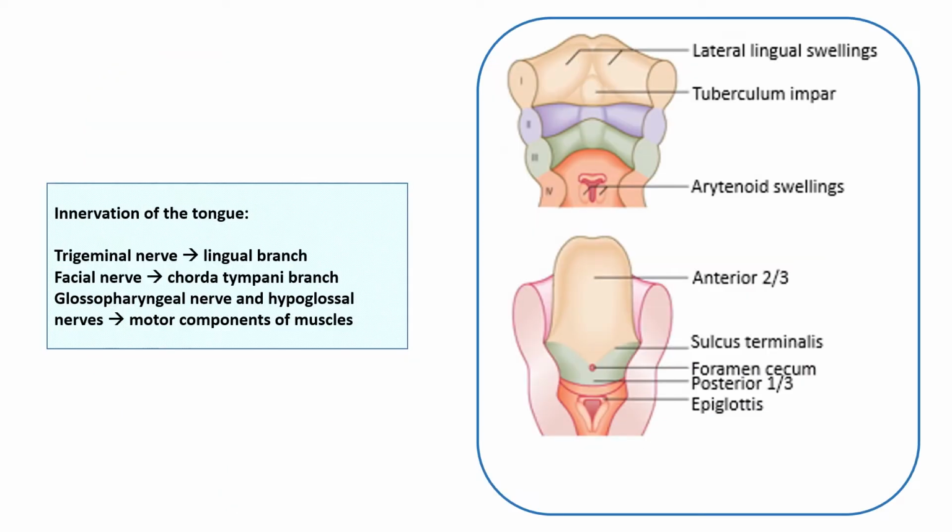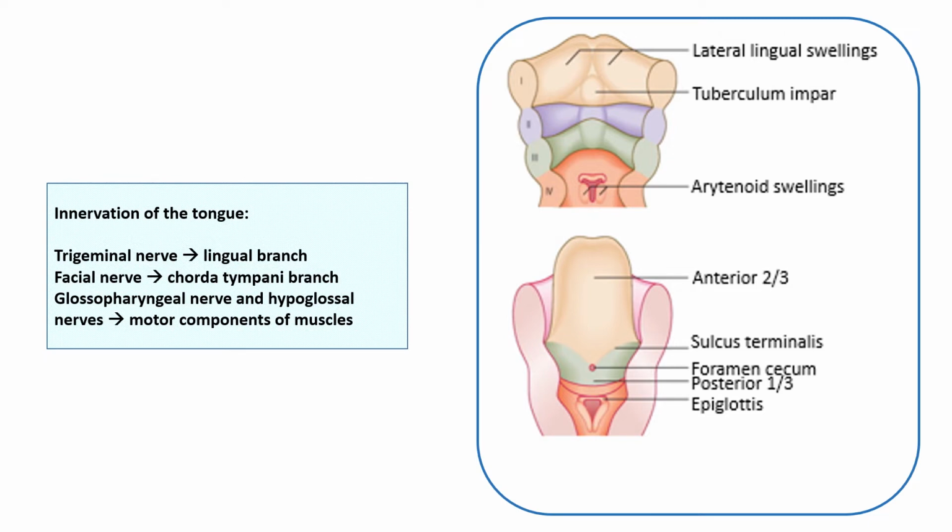Okay, so now that we have the mucosa covered and we have the musculature of the tongue covered, let's have a quick look at its innervation. So the tongue is actually innervated by a range of cranial nerves, and I've summarized that for you up here in this little box in blue. And these include basically the trigeminal nerve or its lingual branch, the facial nerve or its chorda tympani branch, as well as the glossopharyngeal nerve and the hypoglossal nerve, which actually innervate the motor components of the muscles of the tongue.